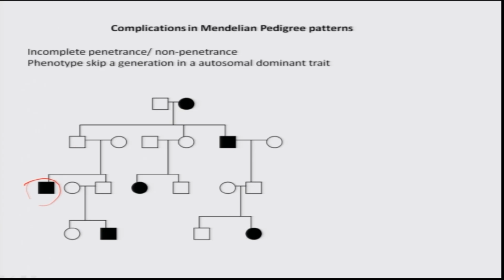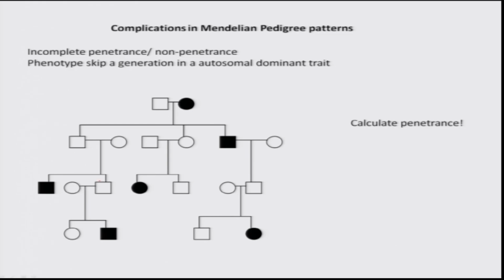But here again you have an affected individual, but in this generation you do not see anybody affected. Likewise, you see an affected, but this generation is not affected. You see an affected, this generation is not affected. So, this is what we call penetrance, right. It is not fully penetrant. Just having a genotype does not ensure that you would have the phenotype. So, that is what is called penetrance.